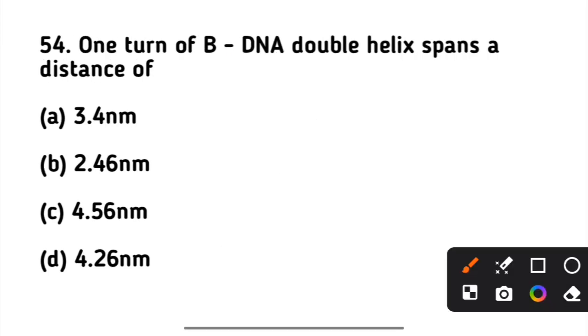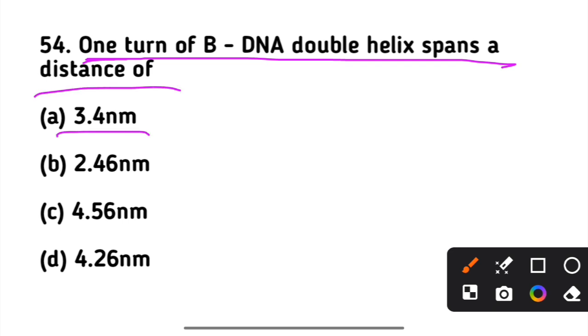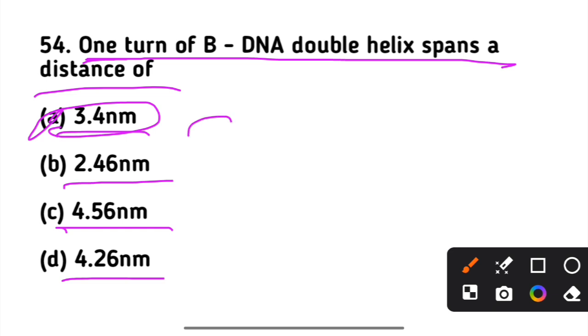Next, one turn of B-DNA double helix spans a distance of 3.4 nanometer, 2.46 nanometer, 4.56 nanometer, 4.26 nanometer. Option A is correct, 3.4 nanometer. One turn of B-DNA double helix spans a distance of 3.4 nanometer.